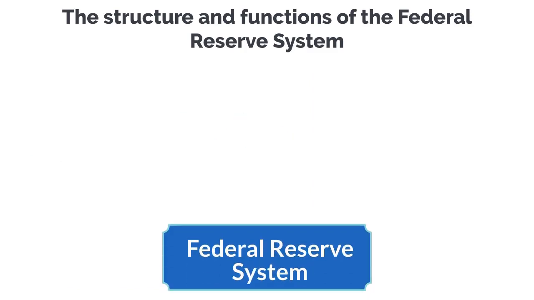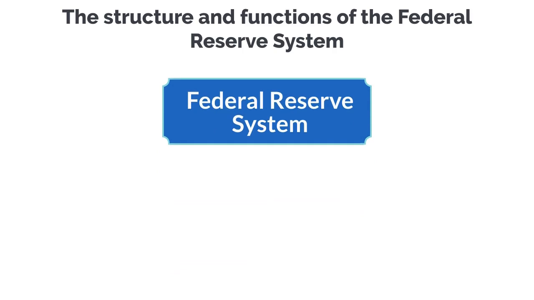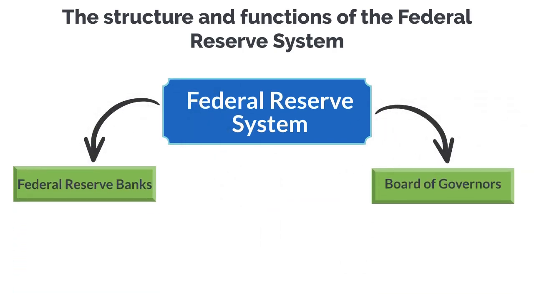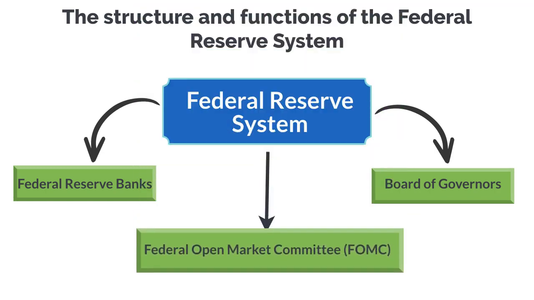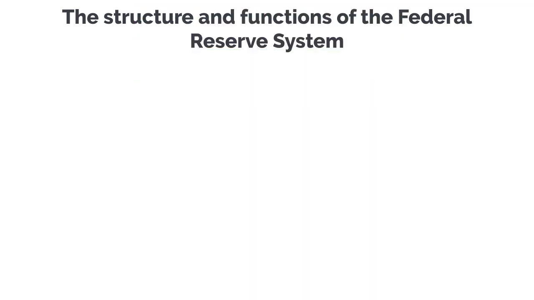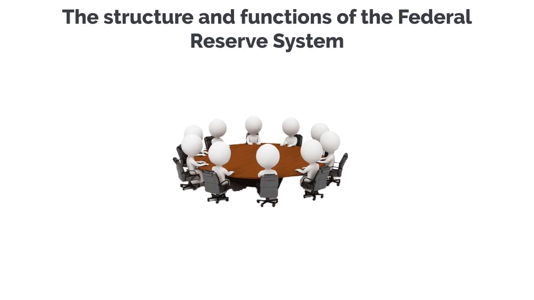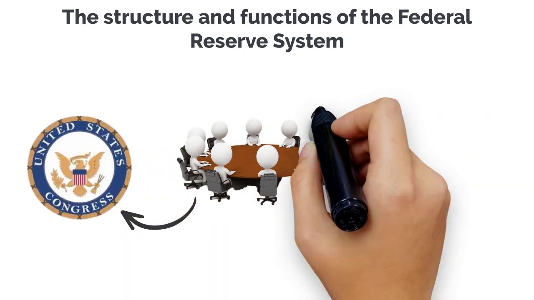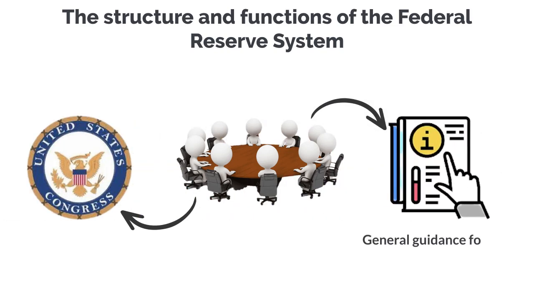There are 3 key entities in the Federal Reserve System: the Board of Governors, the Federal Reserve Banks, and the Federal Open Market Committee, FOMC. The Board of Governors, an agency of the federal government that reports to and is directly accountable to Congress, provides general guidance for the system and oversees the 12 reserve banks.